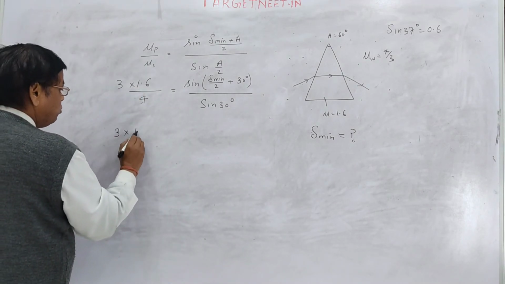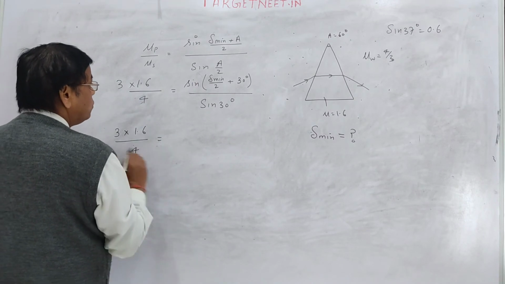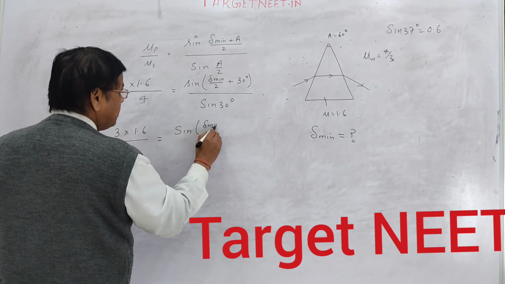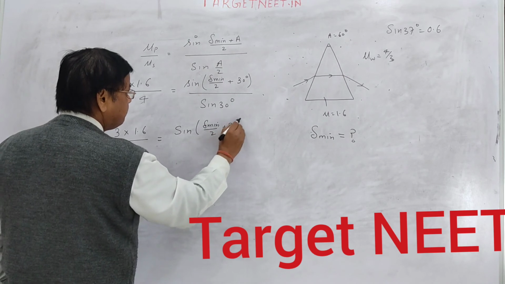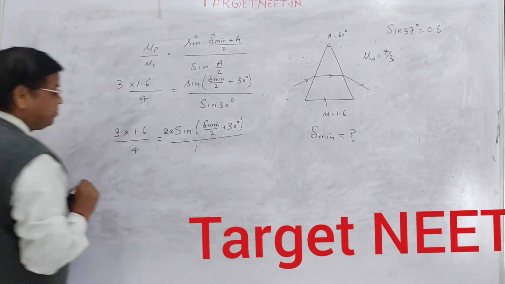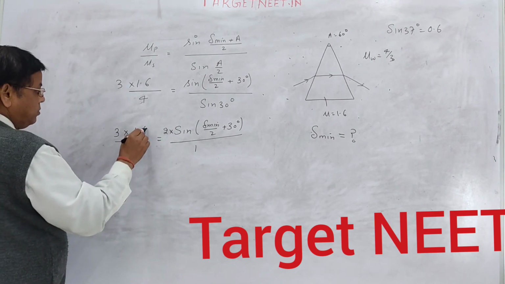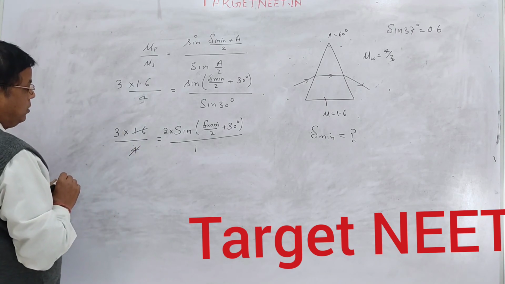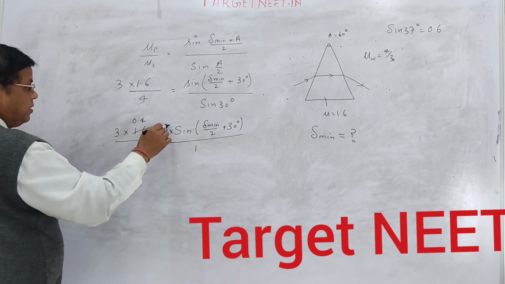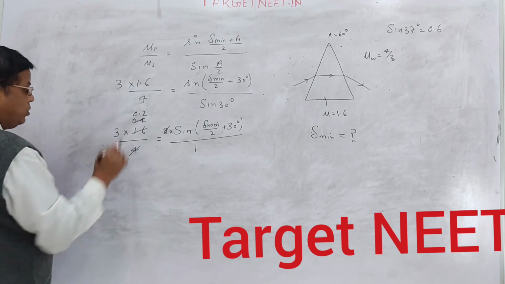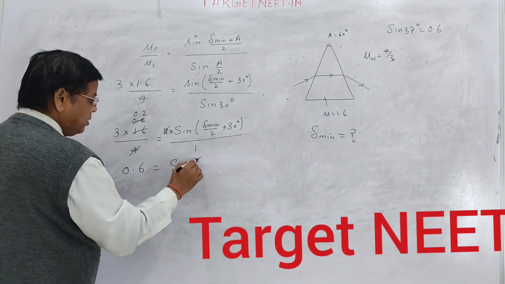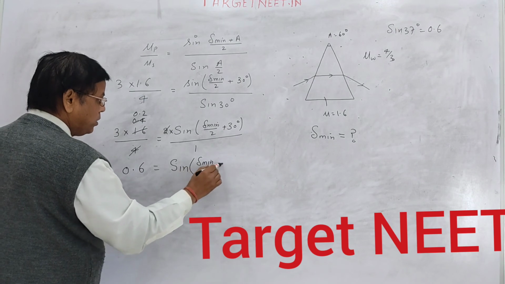So 3 into 1.6 upon 4 is equal to sine of minimum deviation by 2 plus 30 degree divided by 1 by 2. So 2 will go up, right? If I cancel it, it is 0.4. If I cancel this, it is 0.2 into 3, so 0.6. 0.6 equal to sine of minimum deviation by 2 plus 30 degree.